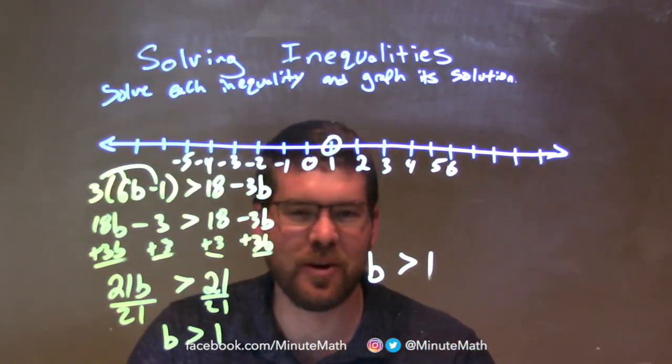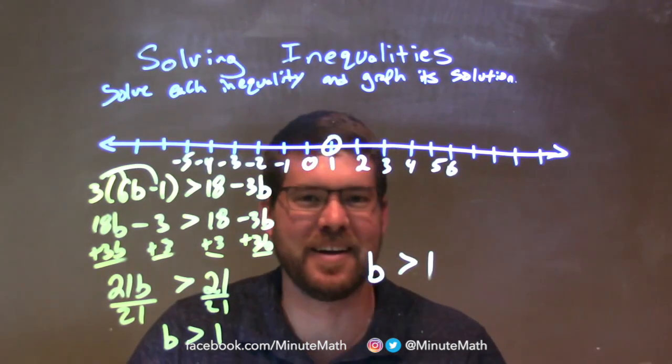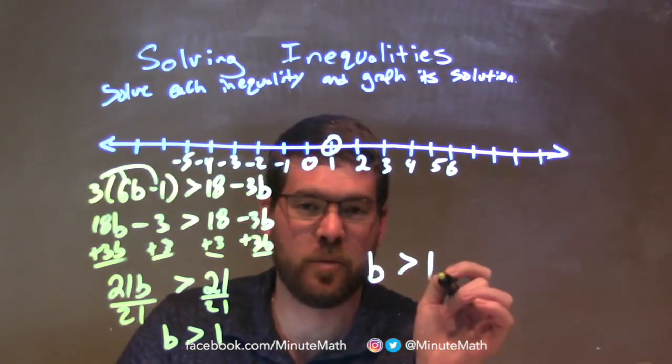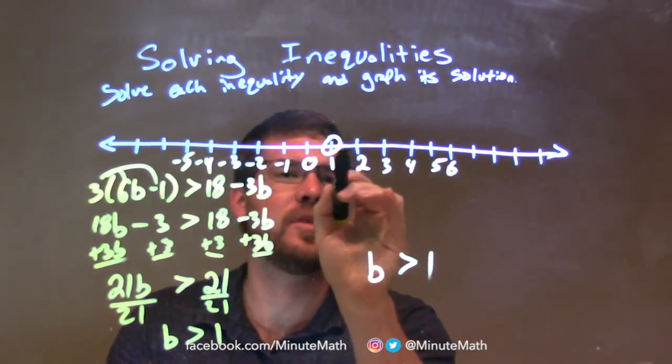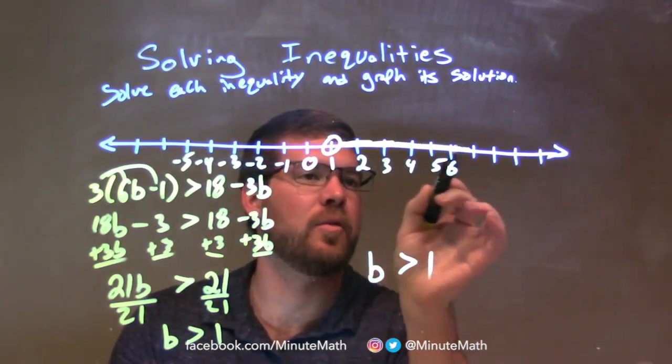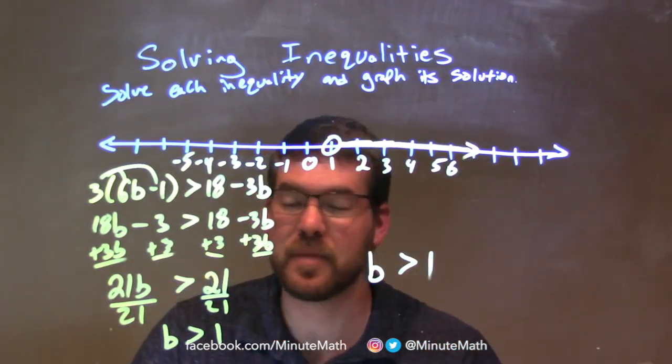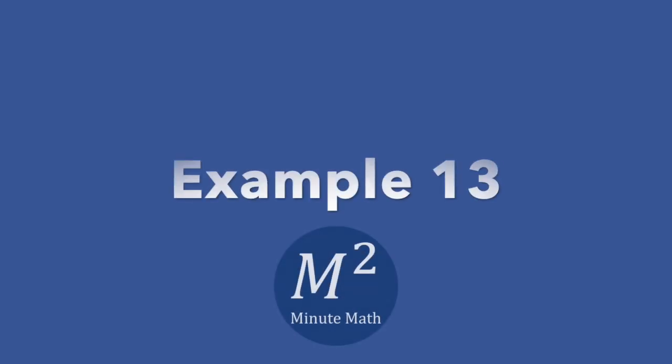b is also greater than 0, but that doesn't really help us too much here. So b is greater than 1. Alright, we have put an open circle, not equal to, at 1, and then we shade to the right, showing that it's greater than 1. Okay? And there we have our final answer.